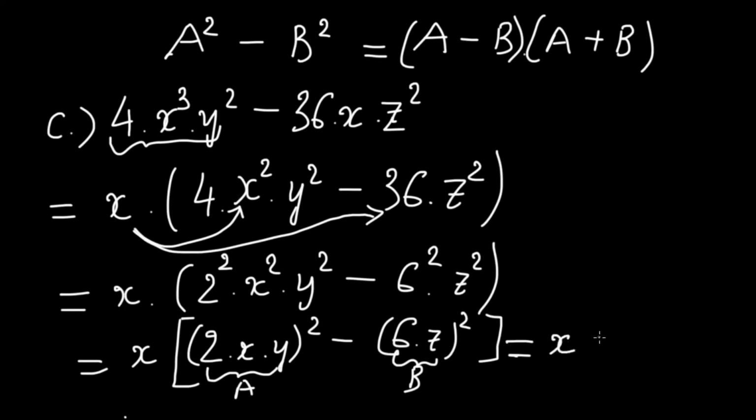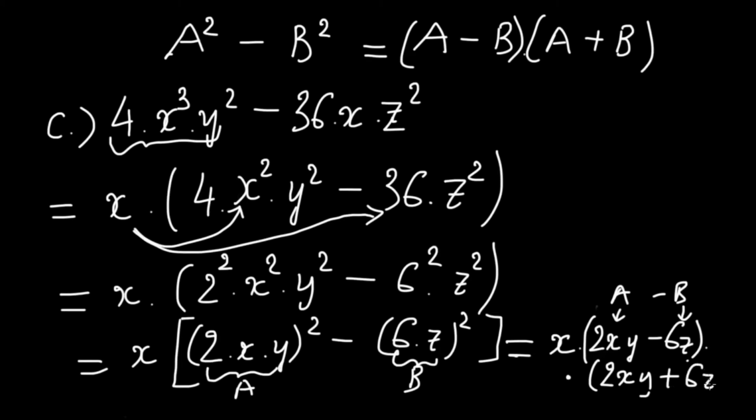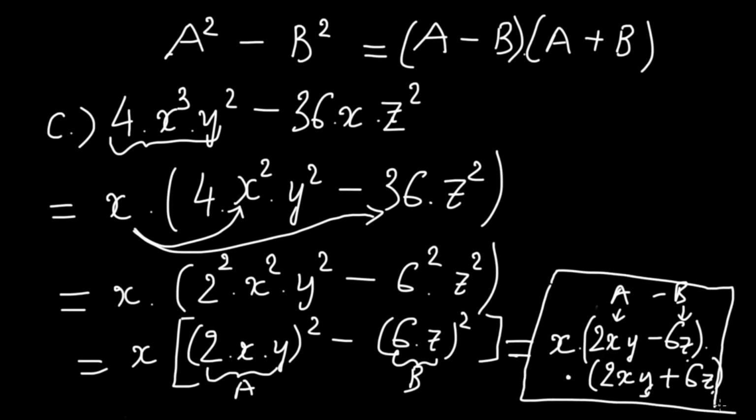So you get x outside, and then you put a minus b times a plus b inside. So you get 2xy minus 6z. This is a minus b, right? Times a plus b, which is 2xy plus 6z. So the final answer is x times 2xy minus 6z times 2xy plus 6z. And this is the answer for question C.